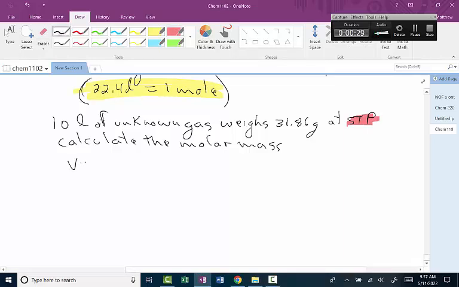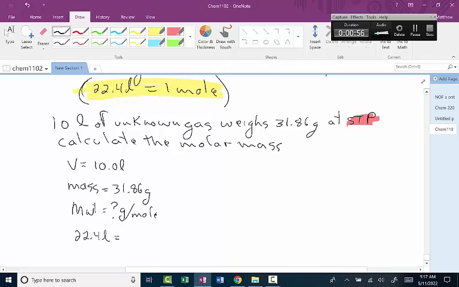The volume equals 10.0 liters, and the mass equals 31.86 grams, and I want to calculate molecular weight, which will have units of grams per mole. I just don't know what the value is. And I also know, since it's STP, that I have as a conversion 22.4 liters equals 1 mole for any ideal gas. So this is the trick right here.